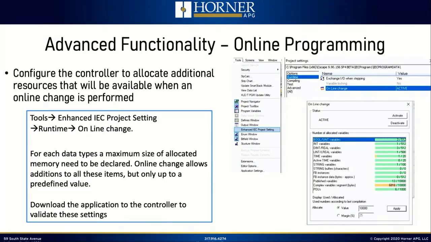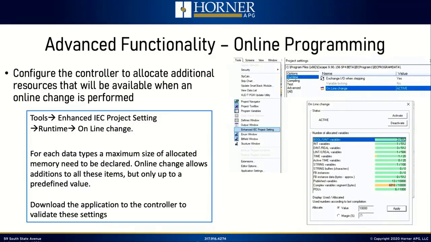Because when you make the online change, you might be adding a variable, not just changing one. You could be adding a variable. You could be doing something else, and the controller needs to make sure that it's allocated memory for that so that when you make that online change later, it's prepared for it and it can handle it.